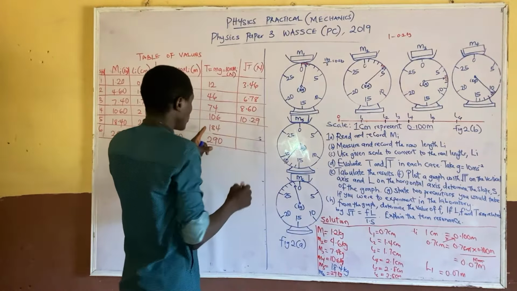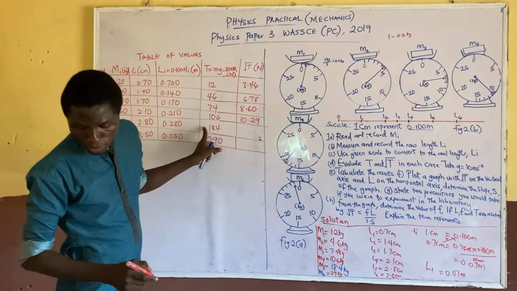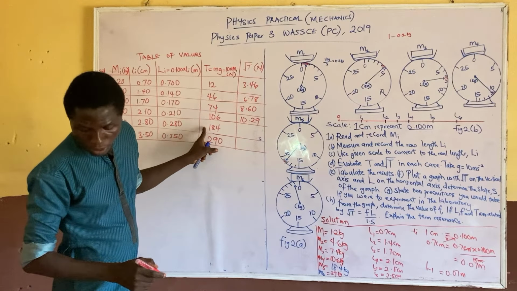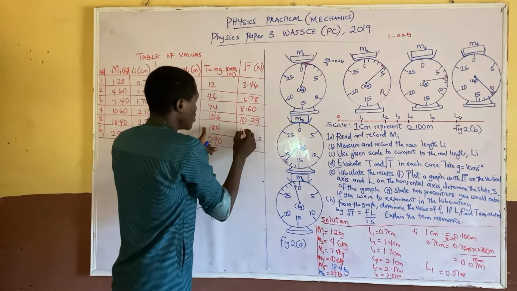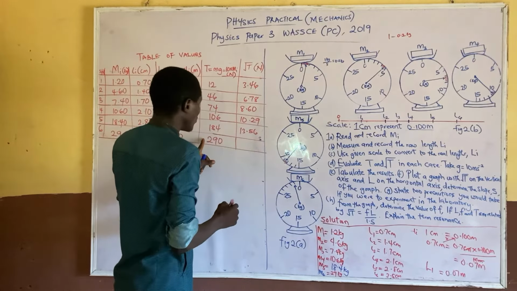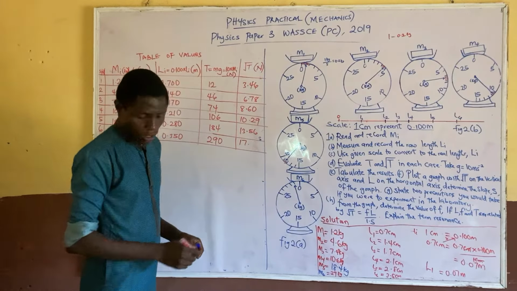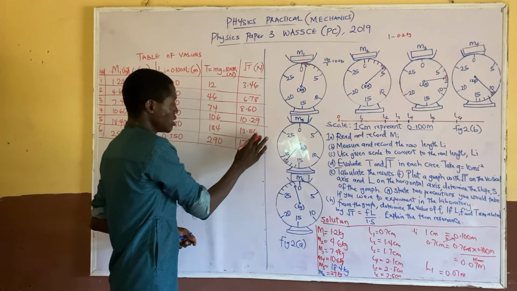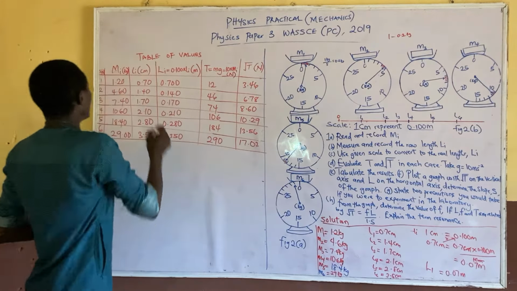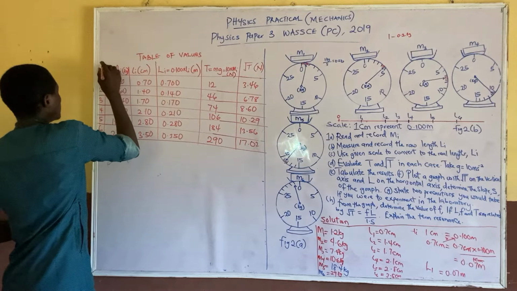10.29. When you press your calculator, 184 will give what? The root of 184 will give 13.56, and the root of 290 will give around 17.02. So this is how to prepare your table of values for the experiment.